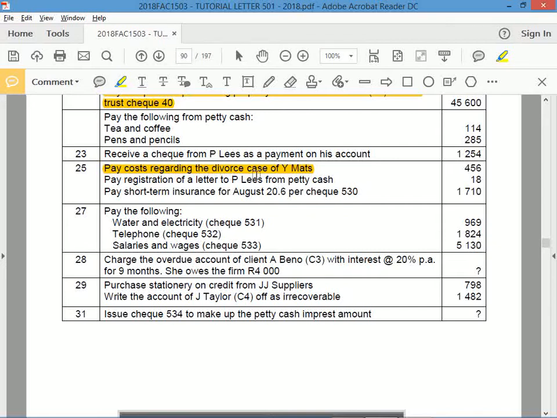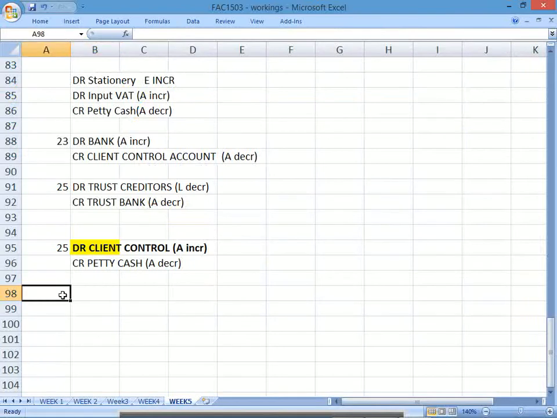25. A cost related to divorce case? Probably not. The registration. Pay registration letter to lease. So if it's to lease, you're charging their account. Their account's going up. It will be seen similar to a sale. Probably. Okay, there could be that there. Why? Because it's rendering a service, basically. Okay, but you're paying for it from your petty cash, but you're incurring it to their account. Okay. Yeah, we'll check just now. Let's just do all the working, then we'll go back and we'll look at what we've got.